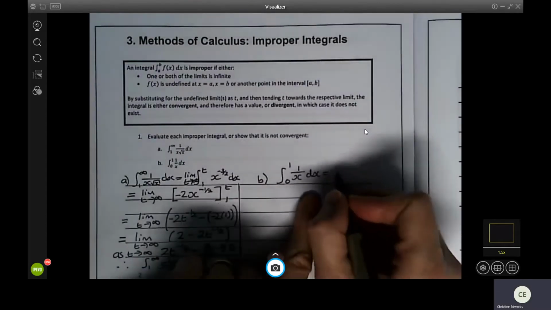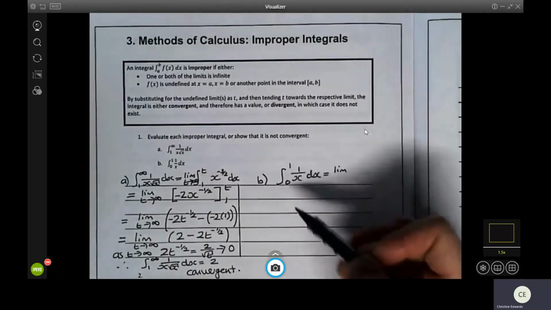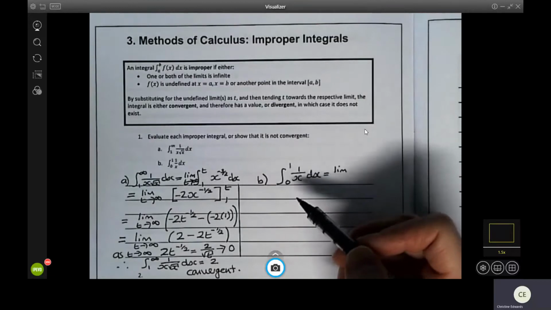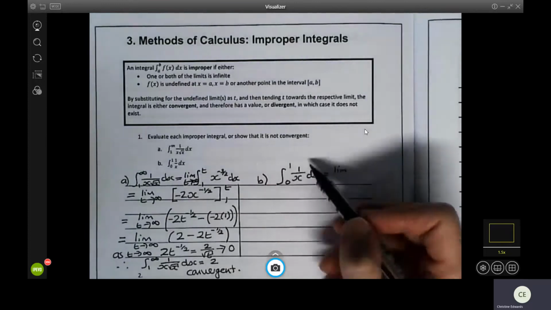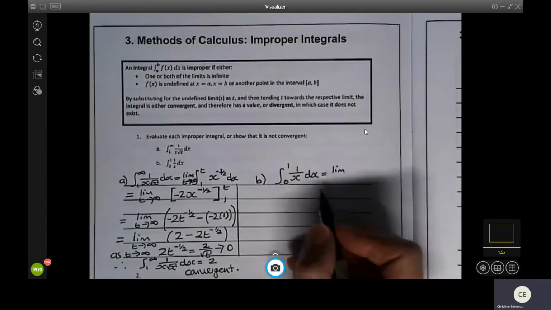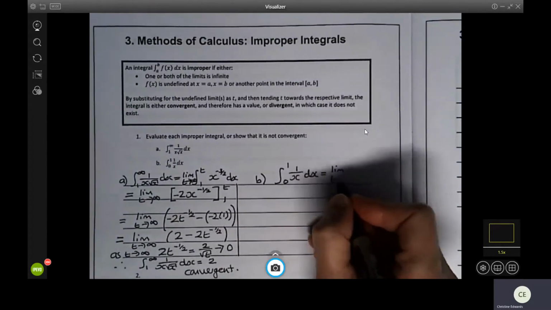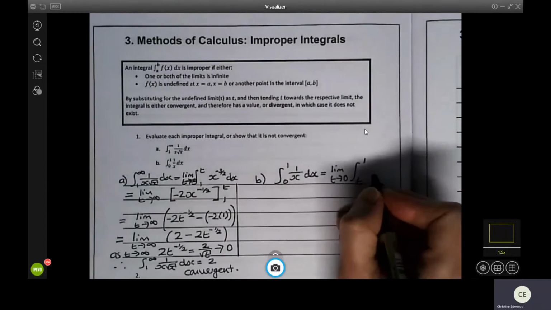I am required to evaluate the limit. Now, which value is it that is causing the integral to be improper? There's no infinity. In this case, I've got two values, and it's the 0. When I sub 0 into 1 over x, it's going to give me an undefined solution. So it's the 0 that I change to the letter t. So we're going to let t tend to 0, and our integral will become t to 1 of 1 over x dx.